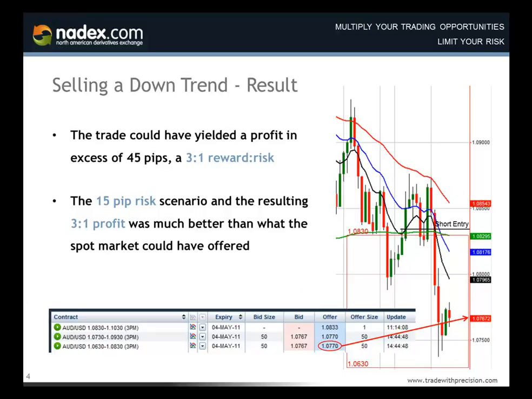And here's the result on that trade. We could have yielded a profit in excess of 45 pips, which would have translated to a great 3-to-1 reward to risk. So this one gives you a pretty good idea of how you can minimize your loss potential using bull spreads over the spot market.